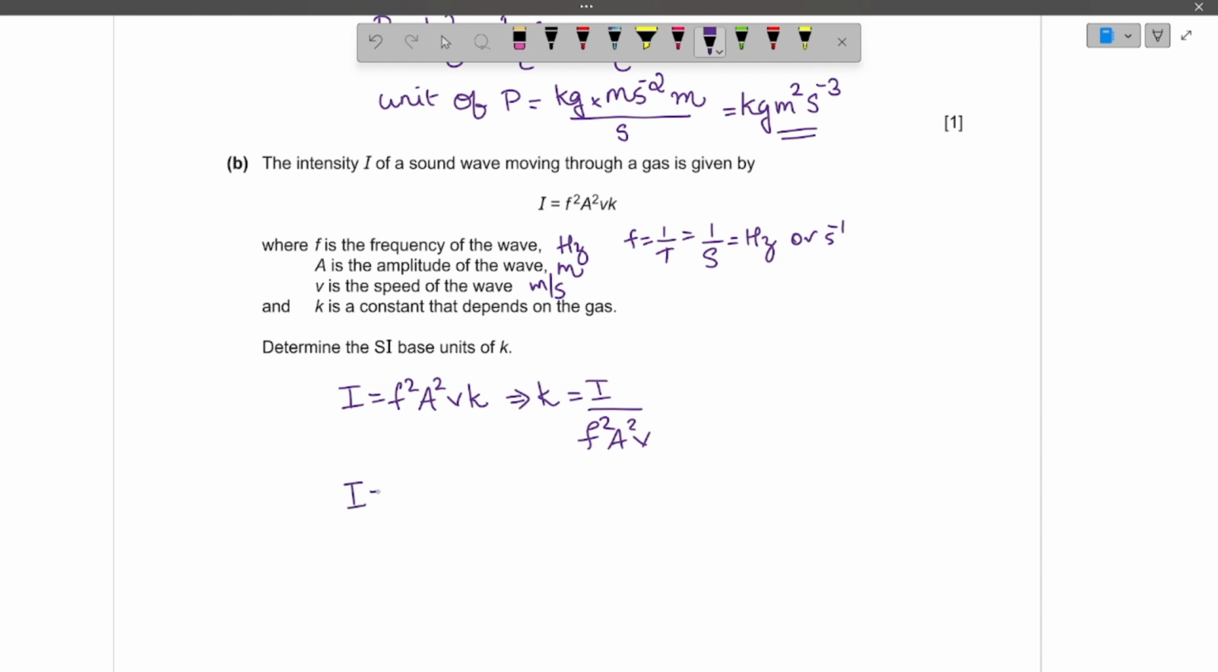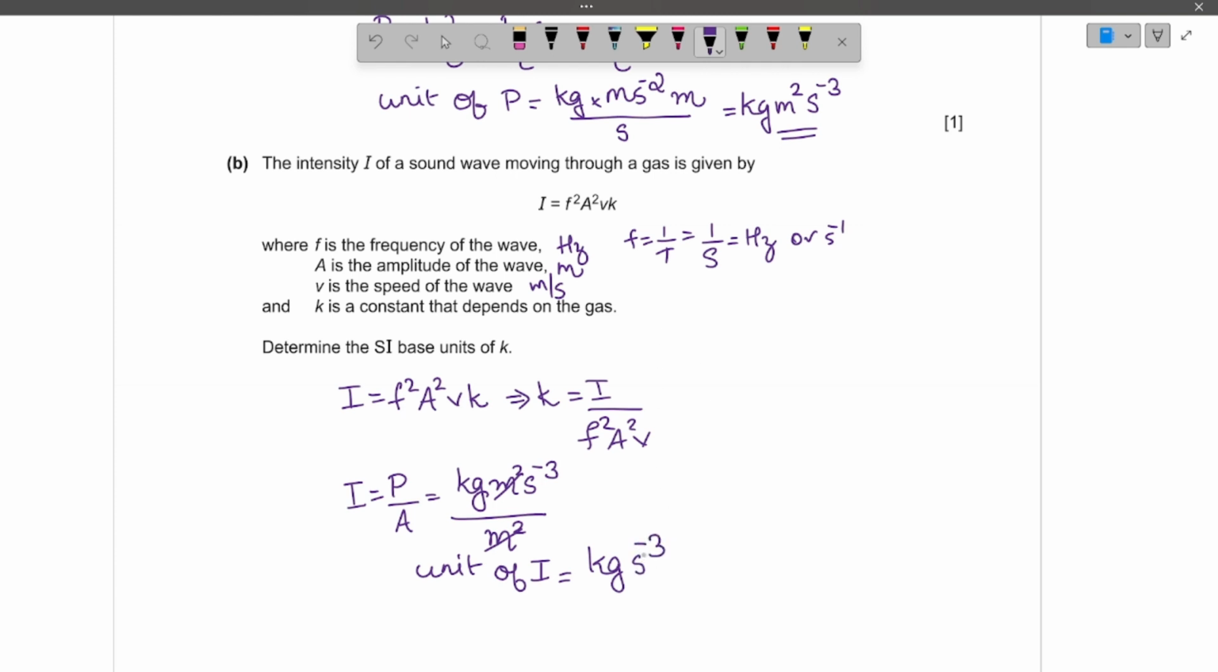The intensity formula is power divided by area. The unit of power you already found in the previous question, which is kg m² s⁻³, divided by area. Area is length multiplied by breadth, which means that m² would be the unit of area. So m² and m² will get cancelled. So the unit of intensity would be kg s⁻³.